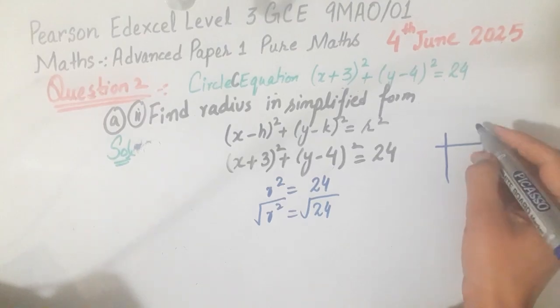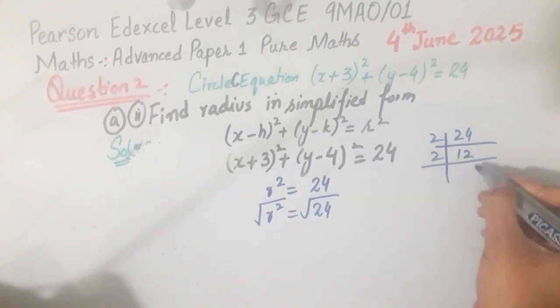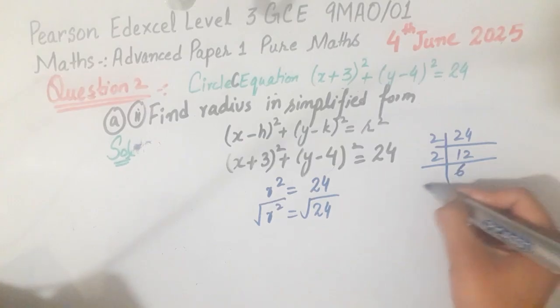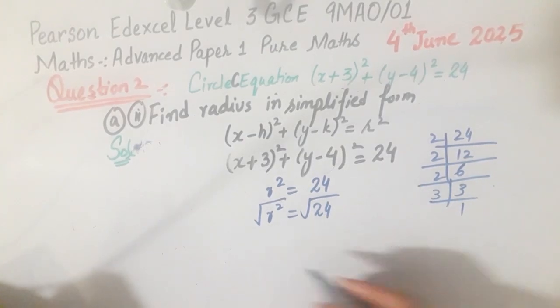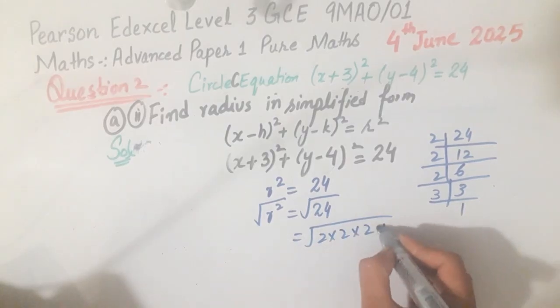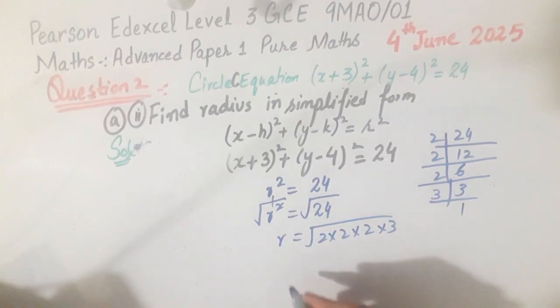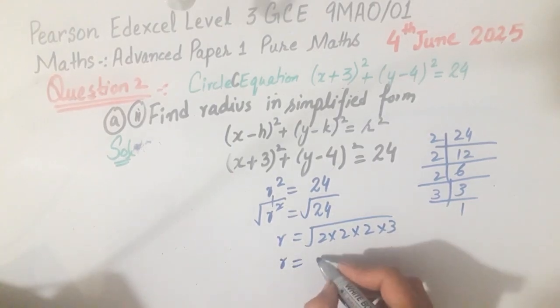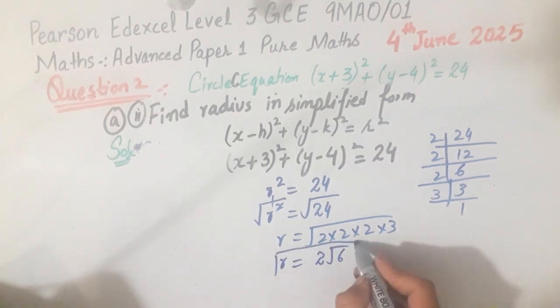So we will take its LCM. We get 2 1s are 2, 2 2s are 4, then 2 6s are 12, then 3 1s are 3. That means we have 2 multiplied 3 times and then 3, and here this is r. The square is cancelled out by the square root. So this will become 2 root 6. So this is the value of the radius.